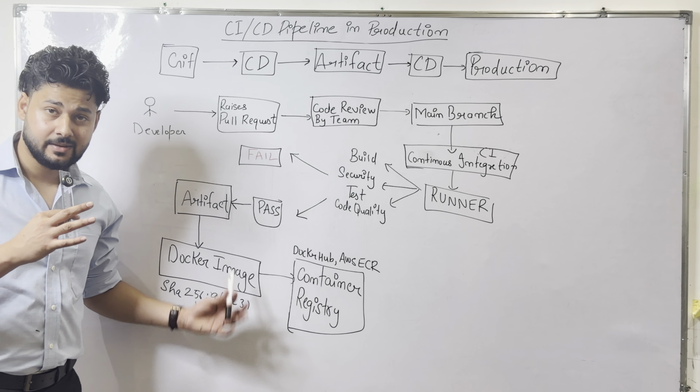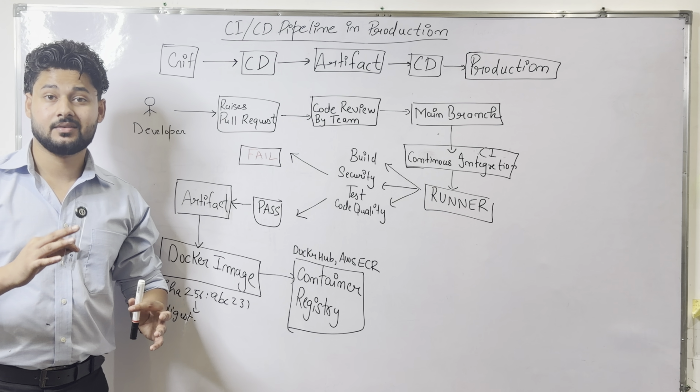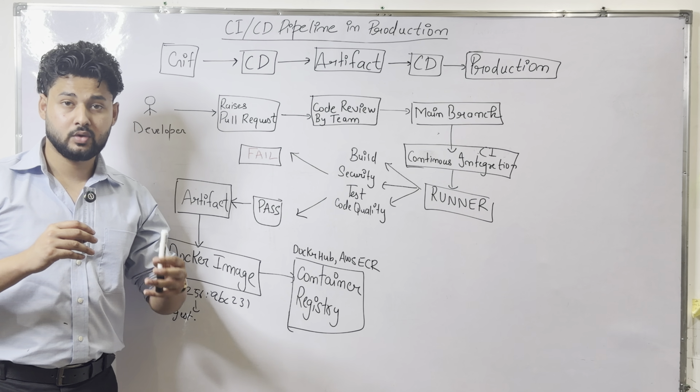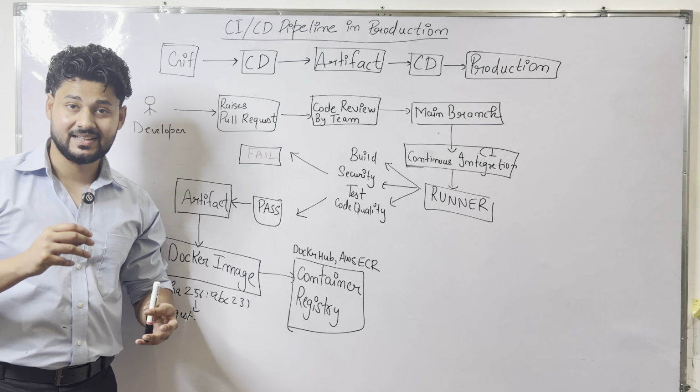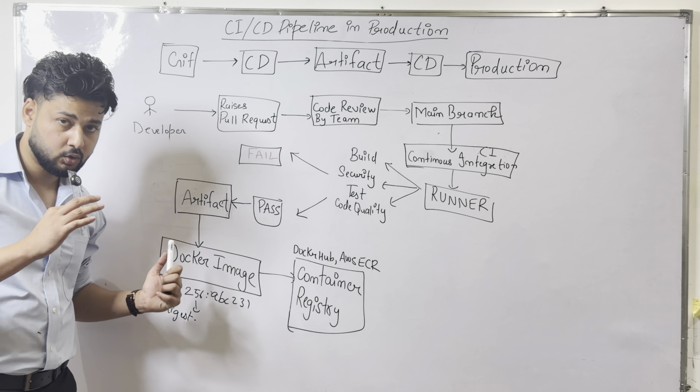Now we have this image, but where do we keep it? We need some kind of central place from where different environments can get this image. Think of it like GitHub, but instead of storing your source code, it stores your container images. So our CI pipeline builds the image and pushes that image into a container registry.